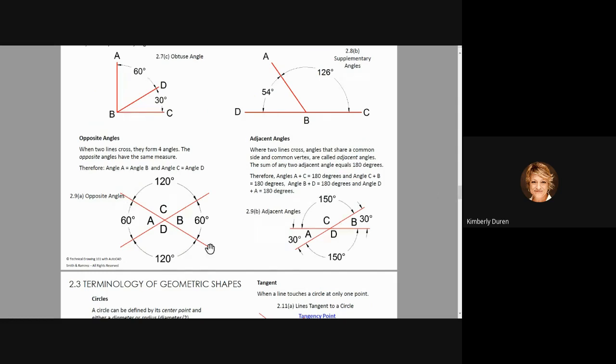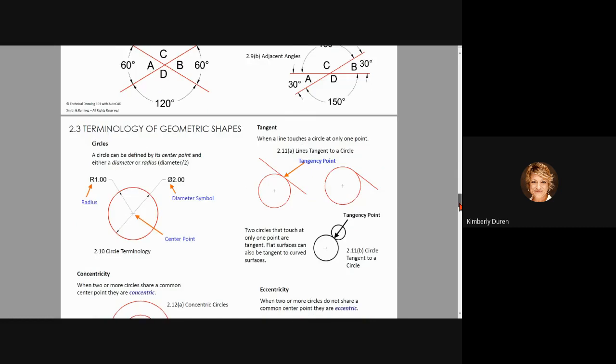If you have an intersection, the angles opposite each other are always going to be equal. Opposite angles will always be equal. And then we have adjacent angles. Adjacent angles add up to be 180 degrees. So these are side by side, which is what adjacent means. And these are opposite angles, opposite across that intersection.